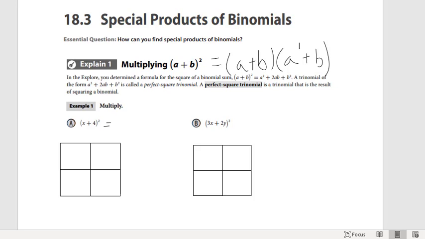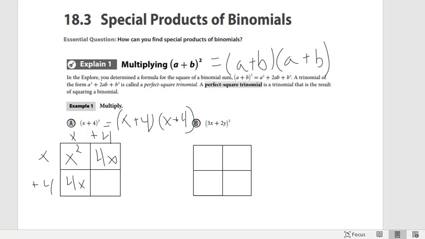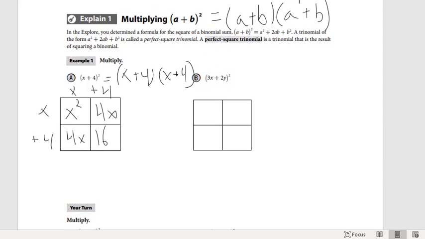So this is going to be x plus 4 times x plus 4. All right, write it out on our boxes. X plus 4, x plus 4, and go through it. X times x, x squared. Make sure you're getting that squared piece. 4 times x, 4x. 4x. 4 times 4 is 16. Now we add them all together and combine our like terms. X squared plus 4x and 4x makes 8x plus 16.